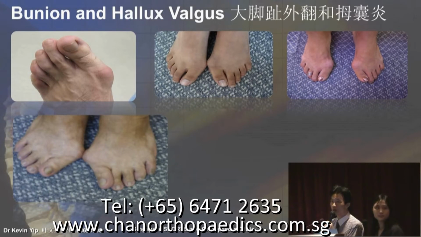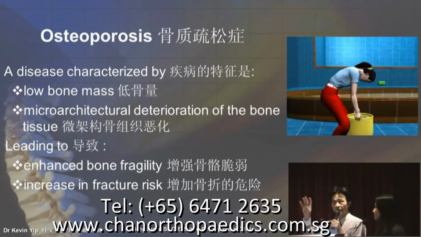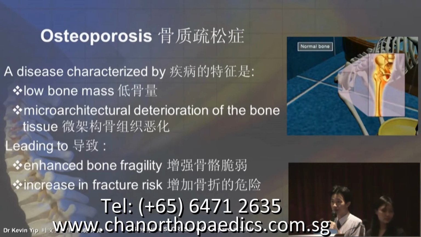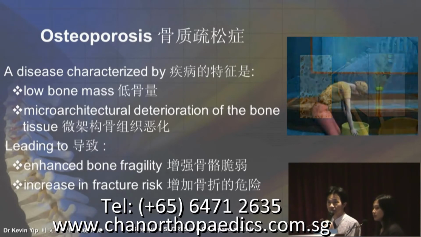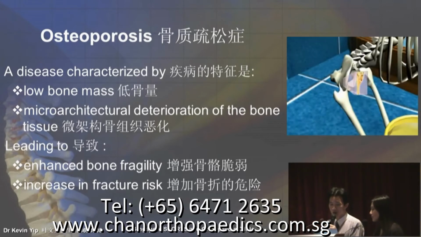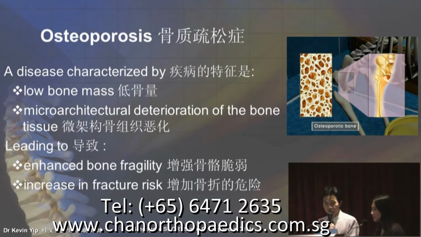So these are the common problems that we frequently encountered in our orthopedic practice. So we've talked about the various conditions that affect different parts of our bodies. Now we want to talk about the conditions that affect the whole of our musculoskeletal system. And of course, the main one that we're talking about is a condition called osteoporosis.